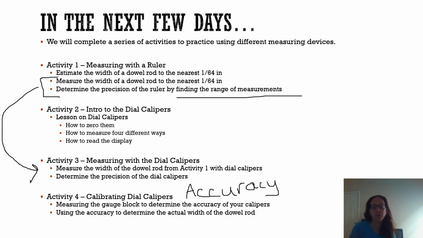And so we will do something with what are called gauge blocks. Gauge blocks are standardized blocks that we know have a particular measurement to them, and we're going to see how close our calipers come to a known measurement. Because the dowel rod, we don't know the measurement. We don't know the accepted measurement for it. And then we'll use the accuracy of our calipers to determine the actual width of the dowel rod.